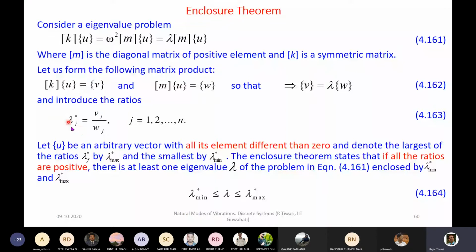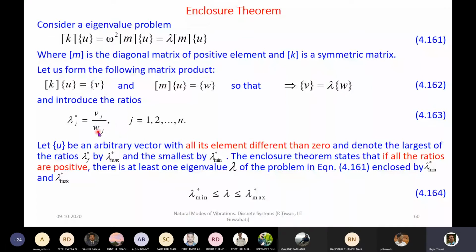How many of these ratios will there be? Because j can take values from 1 to n, since we have n components, we can take v1 by w1, which is nothing but lambda 1 star, then the second and third, like that. So we'll get n such ratios using this.